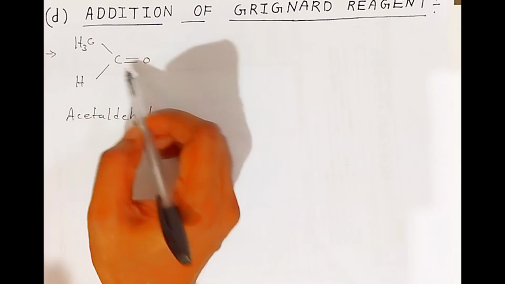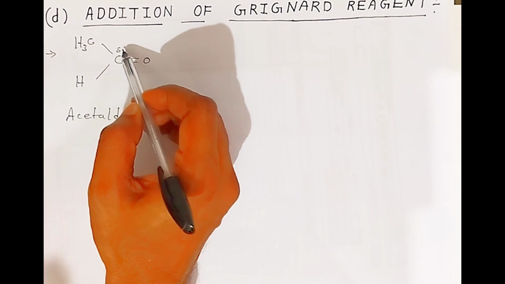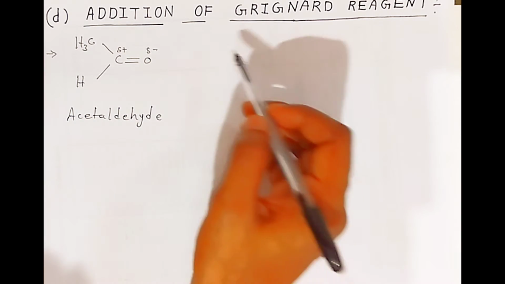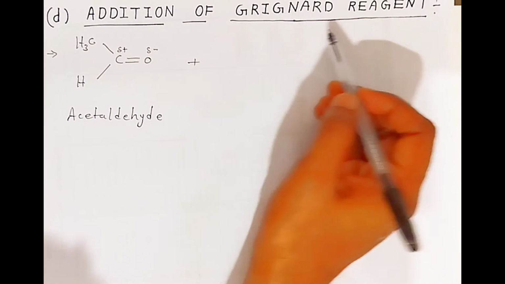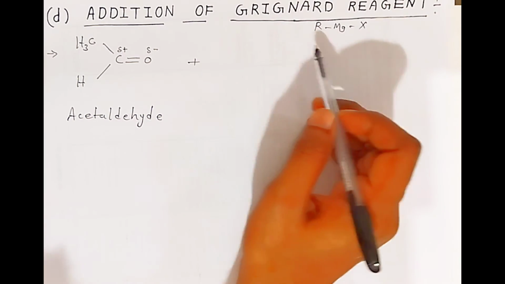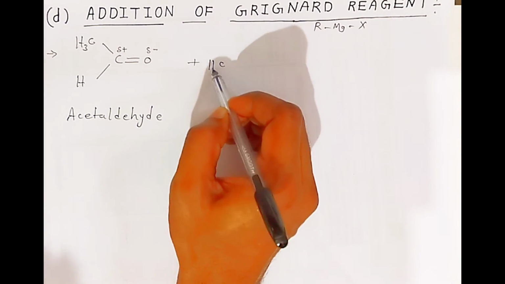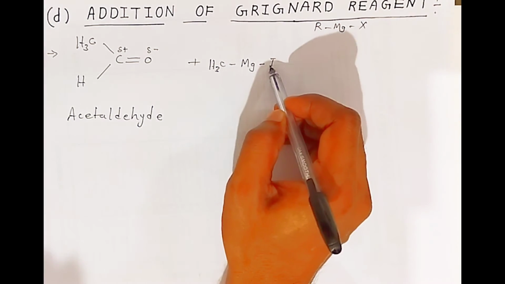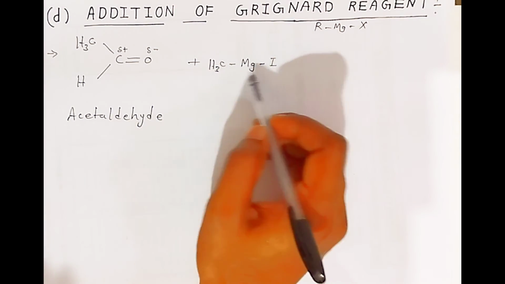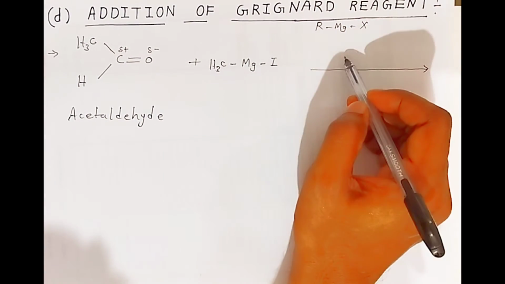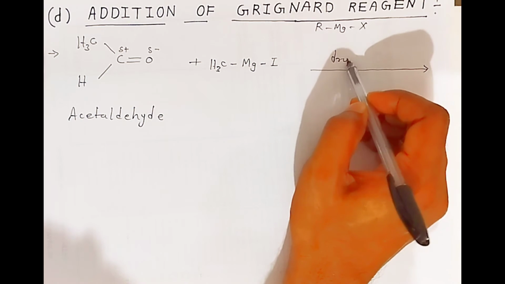Now in this acetaldehyde, the carbon will have a partial positive charge and the oxygen a partial negative charge, students. Now when you add Grignard reagent, which we call RMgX, instead of R, I am taking methyl and magnesium. Instead of halogen, we are going to take iodine. So it is methyl magnesium iodide. This addition reaction will always take place in the presence of dry ether.